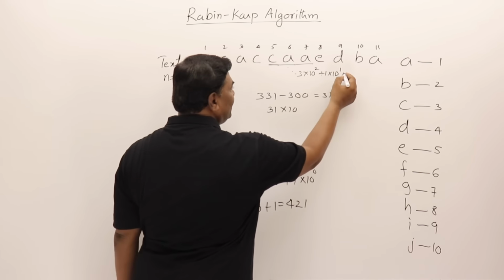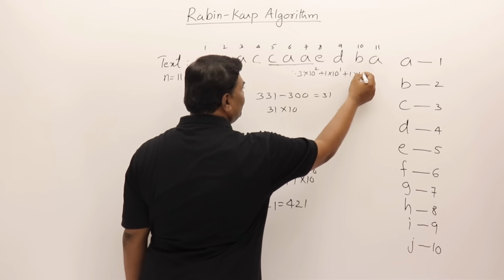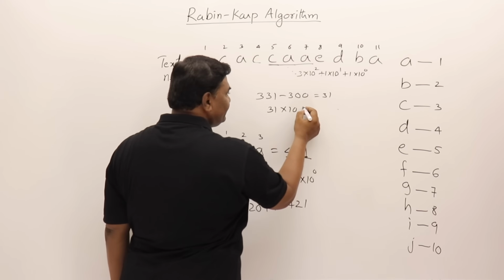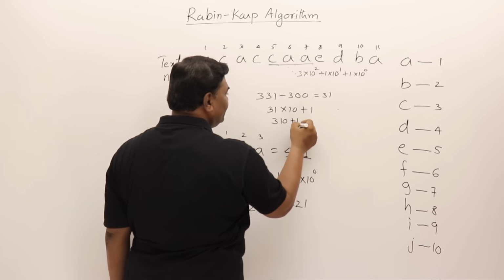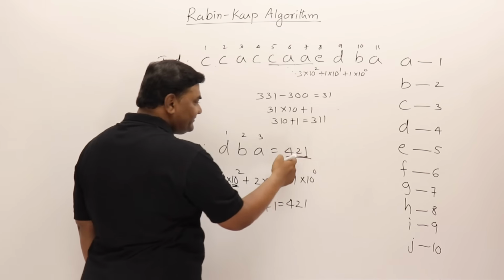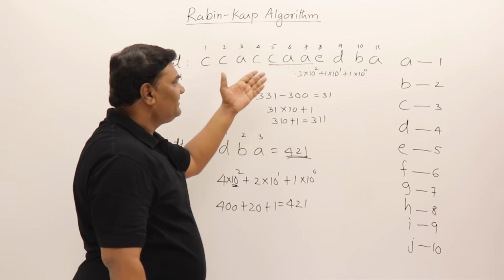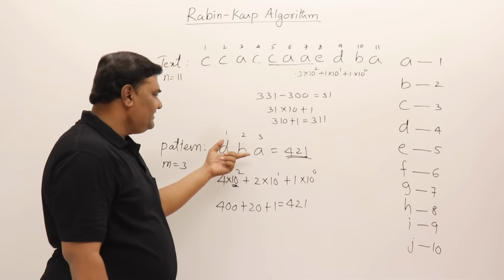I should include one more alphabet. So this is 1 into 10 to the power of 0. So this is 1. So this becomes how much? 310 plus 1. So this is 311. This is not matching. So in this way you can continue, at one point D, B, A.